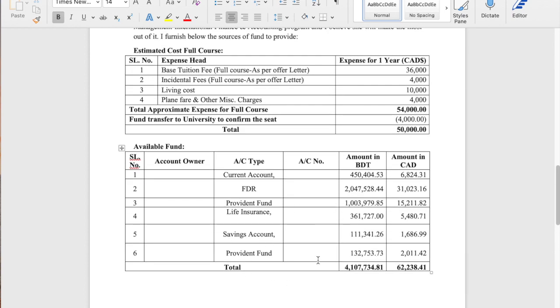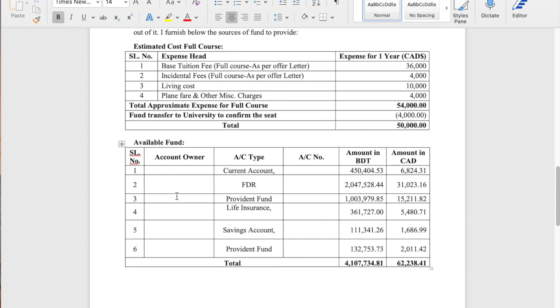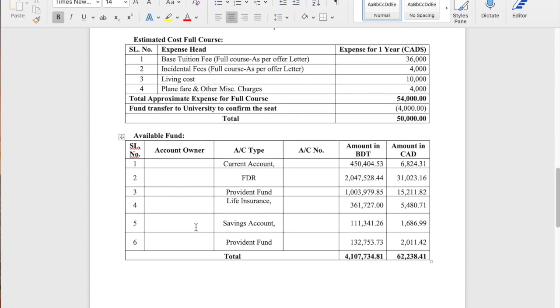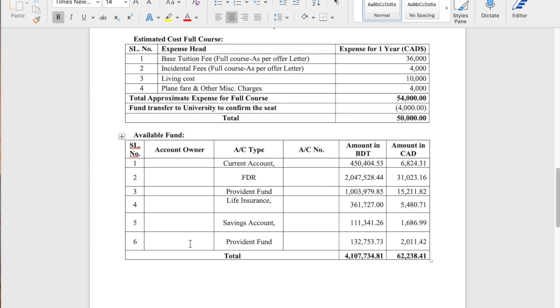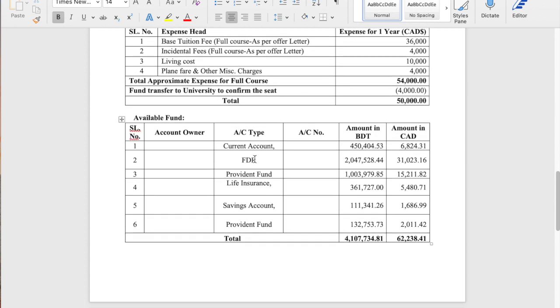In my available fund table, I gave the account owner's name, account types, account numbers, and amount in BDT, as I'm from Bangladesh. And whichever country you are from, mention in your own currency here, and make sure you convert it to Canadian dollar and show them what Canadian dollar is available. So here, if you see, I have shown current account, savings account, provident fund, life insurance.